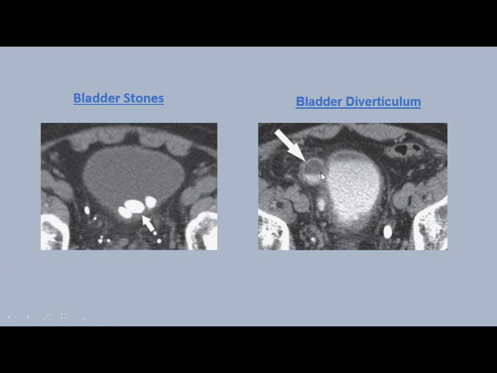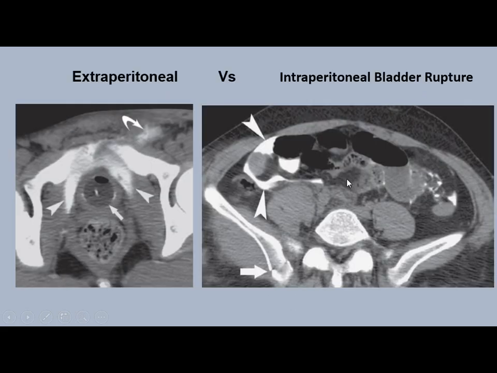Bladder diverticulum is also common, especially in old male patients with BPH or chronic outlet obstruction. You can see bladder diverticulum, which are outpouchings connected to the urinary bladder.